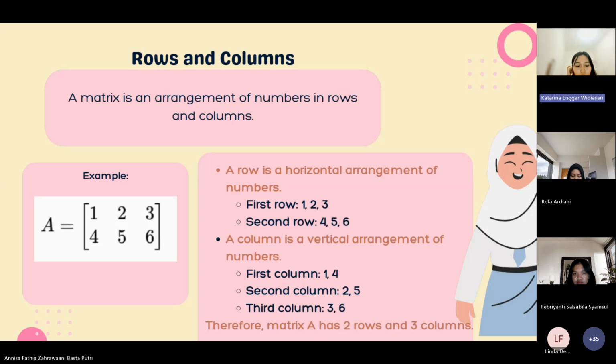Teachers often ask which is counted first, row or column. The row is counted first, followed by the columns. Okay. So next.